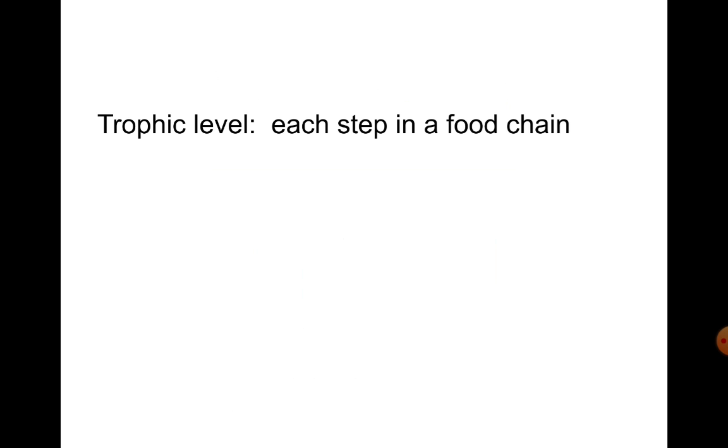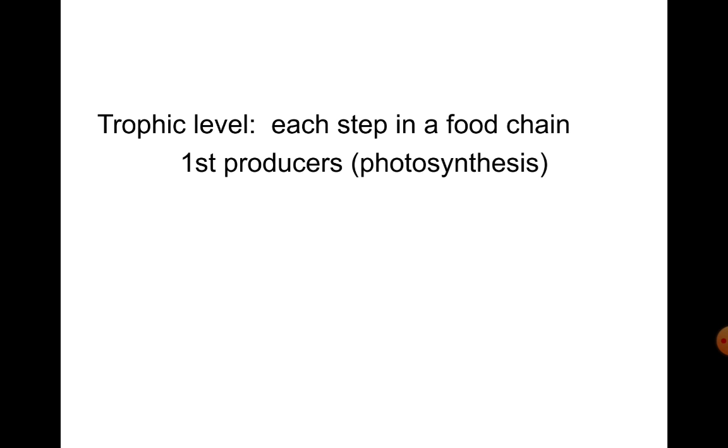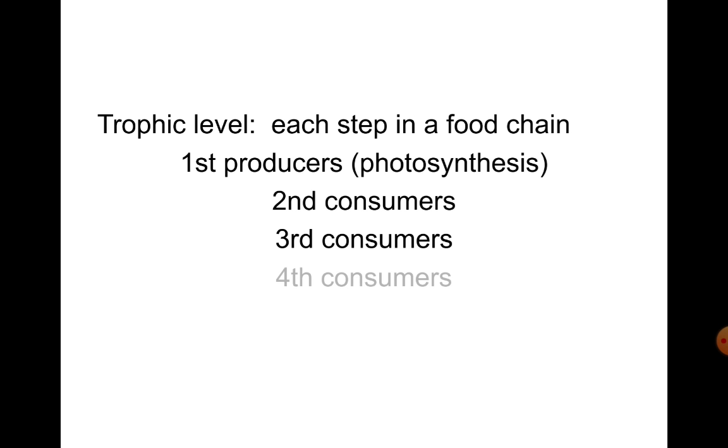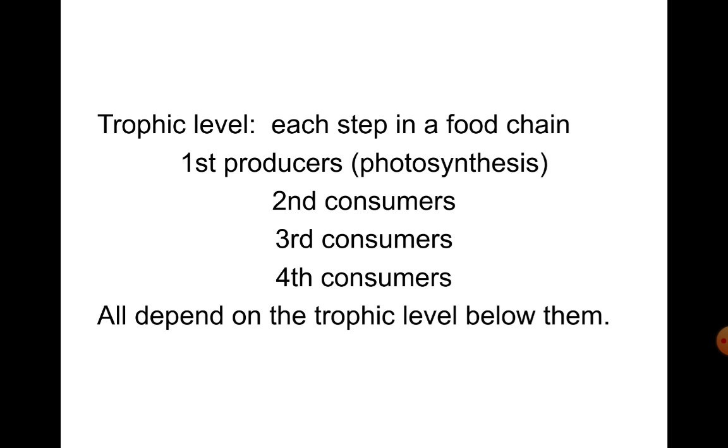Now, what do we mean by trophic level? Well, first of all, we have, of course, the producers. They make food from photosynthesis. Then we have the second consumers, the third consumers, fourth consumers. It depends a little bit on how big the food web is. Now, the second consumer depends on the first producers. The third consumers depend on the second consumer, and the fourth consumers depend on the third consumer. So they all depend on the trophic level below them.